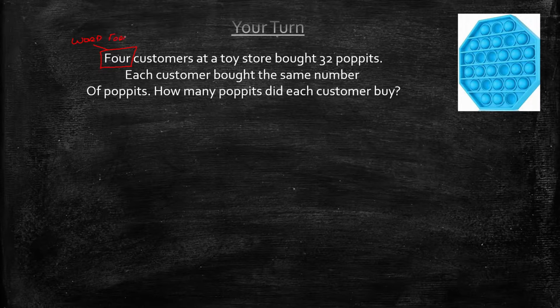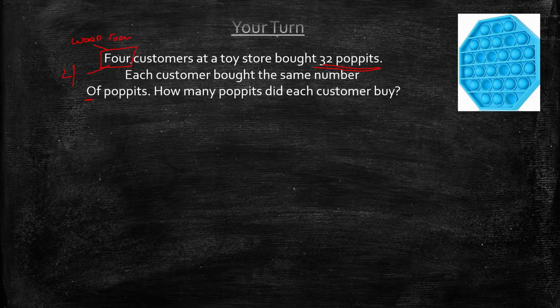Okay, so what word is that? 4. So 4 customers at a toy store bought 32 poppets. Each customer bought the same number of poppets. How? Now that should not be capitalized. Okay, just sometimes it edits my lettering or my grammar. How many poppets did each customer buy?